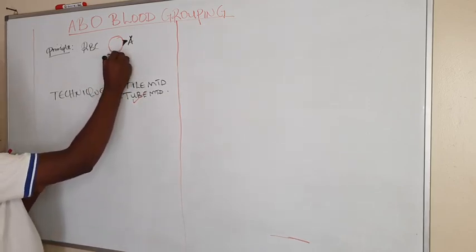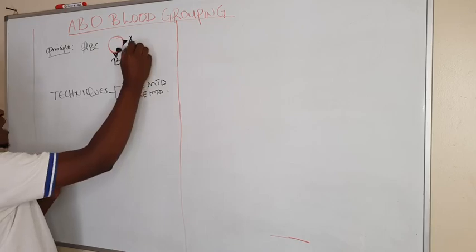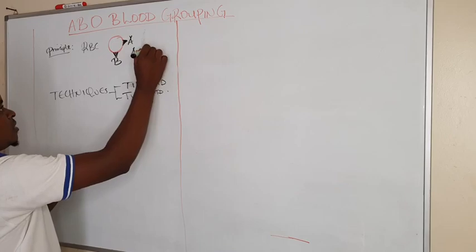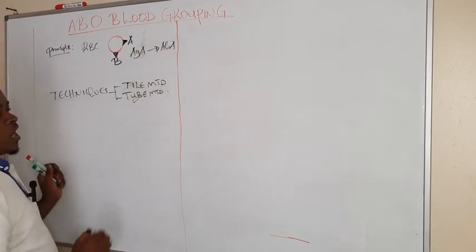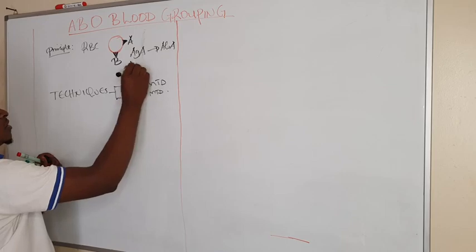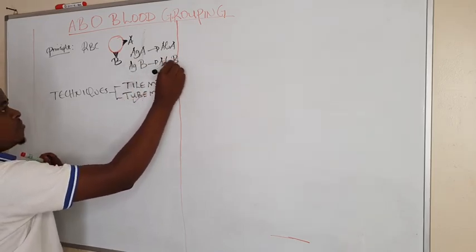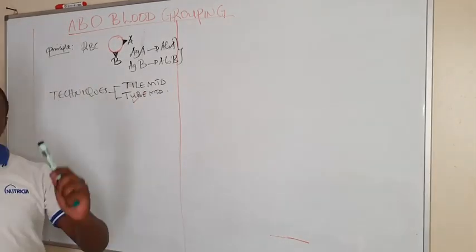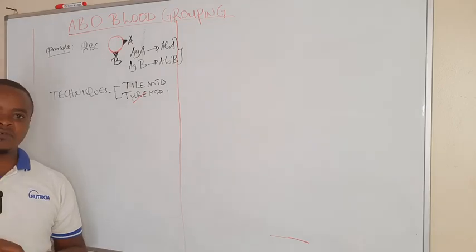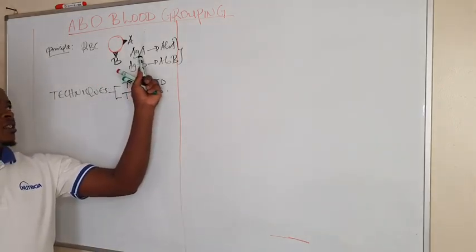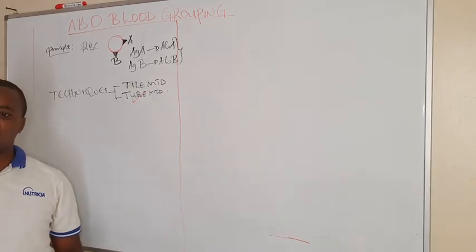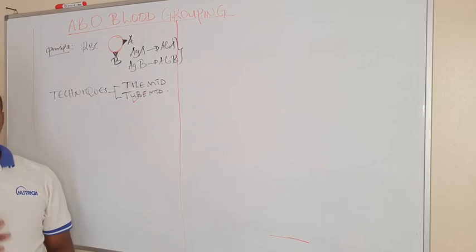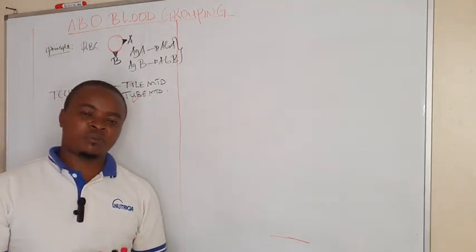When these antigens on the surface of red cells react with antiserums, or their corresponding antibodies, if you have antigen A reacting with antibody A, agglutination occurs. And when antigen B reacts with antibody B, we still see visible clumping, or agglutination. So whenever you're doing blood grouping and you see clumping or hemolysis of red cells, it means there is a corresponding antigen and antibody. If you see no agglutination or no visible clumping, it means there are no corresponding antibodies to the antigens on the surface of red cells. So this is the principle behind blood grouping.